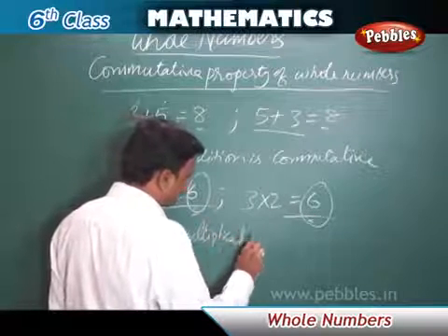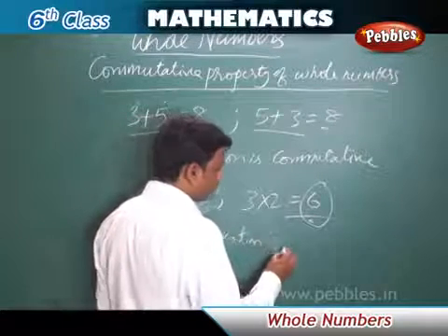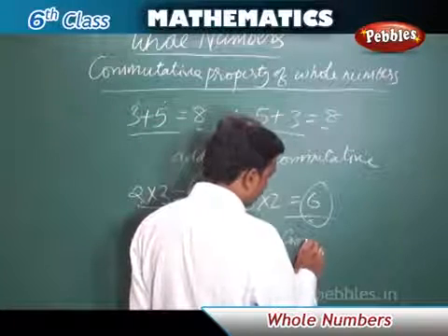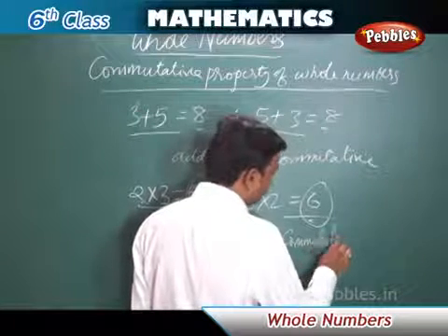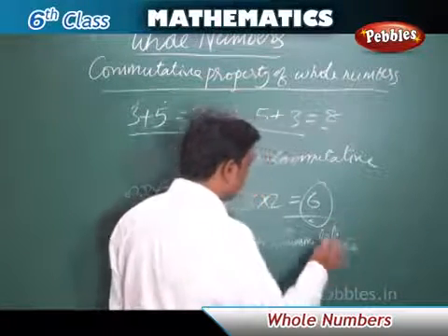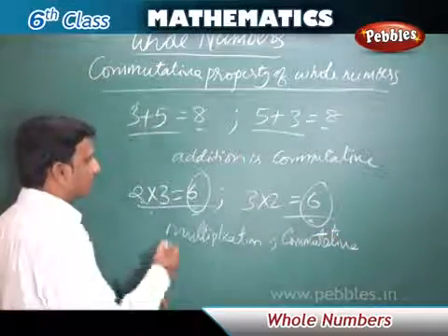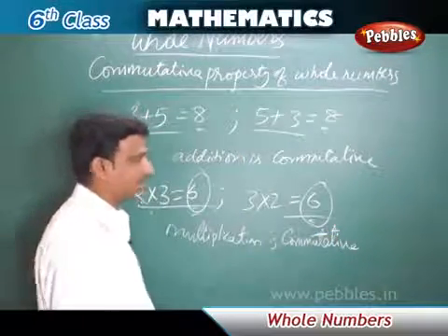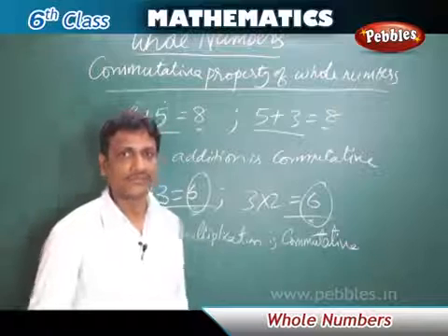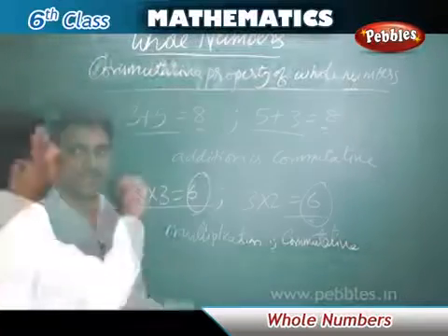Multiplication is commutative. So we can say that addition and multiplication are commutative for whole numbers.